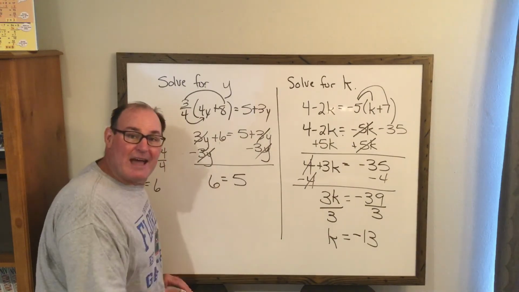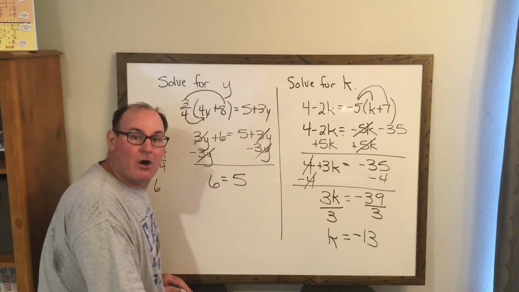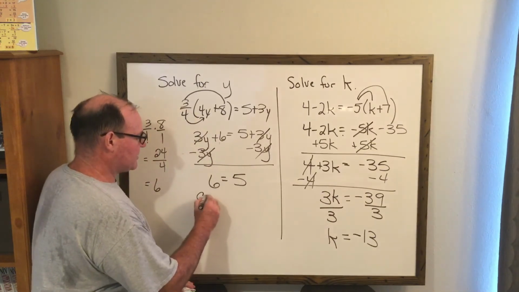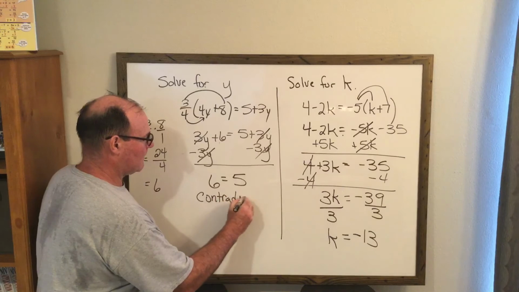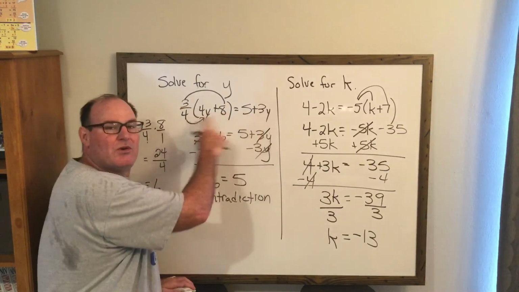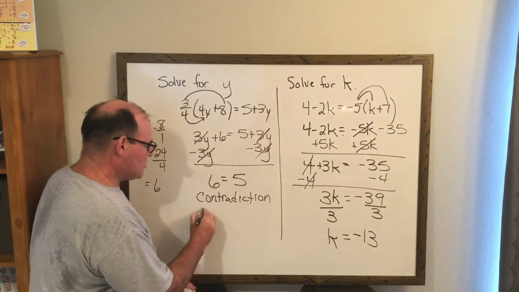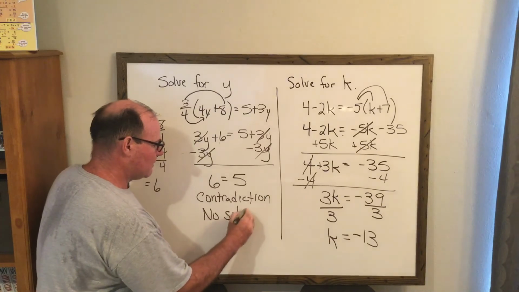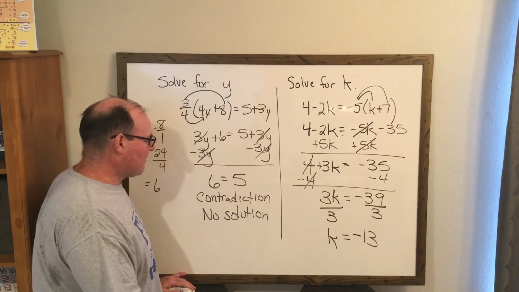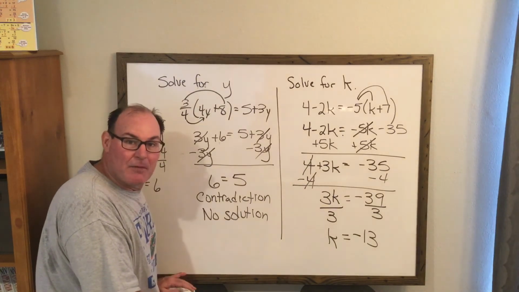Ask yourself, is that true? If somebody gave you $6 and you gave them $5, are you equal? The answer is no. This is called a contradiction. And what that tells you is that there was no value of y at the beginning that would make both sides equal. Okay, so there is no solution to this problem. There is no value that I can plug in that's going to make both sides equal. And so we're going to leave the answer like that. There is no answer to that problem.